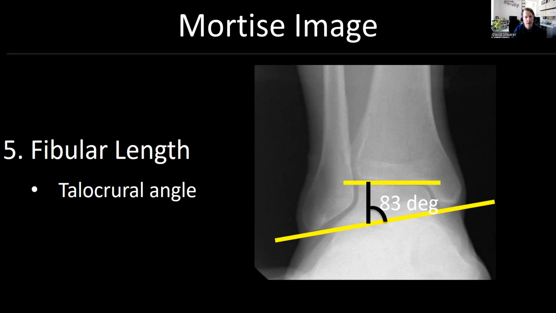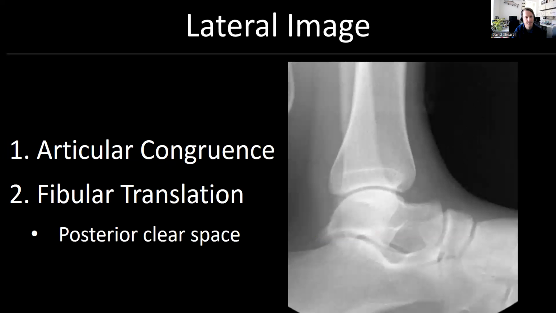The third way you can assess fibular length is the talocrural angle, which is a measurement between the angle of the tibial plafond and a line drawn between the tip of the medial malleolus and the lateral malleolus. Because the fibula extends more distally than the medial malleolus, this should form an angle of approximately 83 degrees.